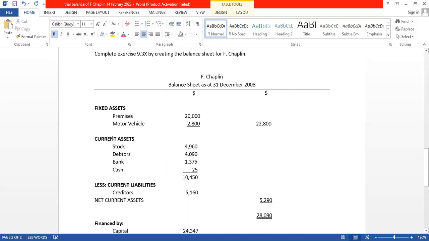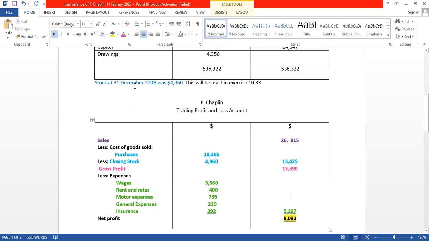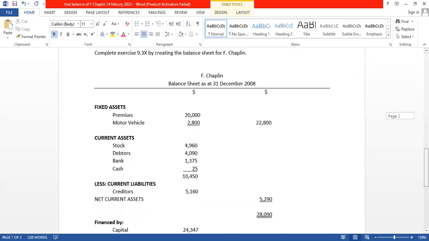The next step that we do on the balance sheet is the current assets. The first current asset that we have is stock, and then debtors, bank, and cash. To scroll back up to the trial balance, we will see where we got $4,960 for the stock. Remember in that information section that I put in blue color? Here, it says that the stock at the end of December, so that's the closing stock because it's the last day of the month, was $4,960. So this is where we got the stock from.